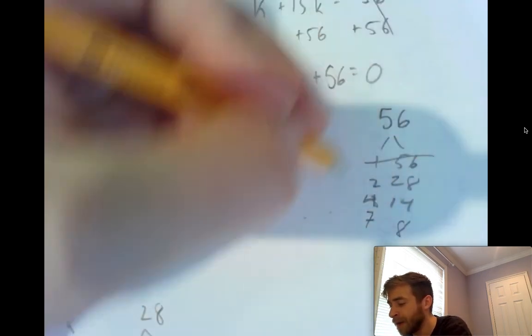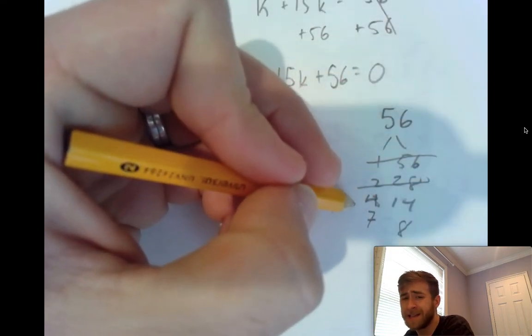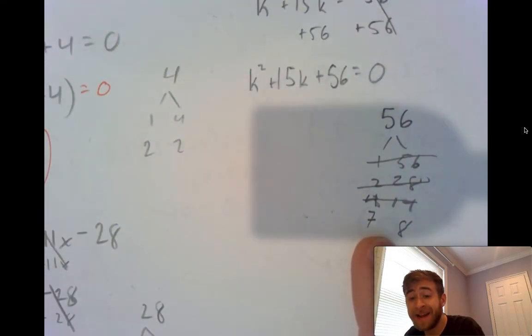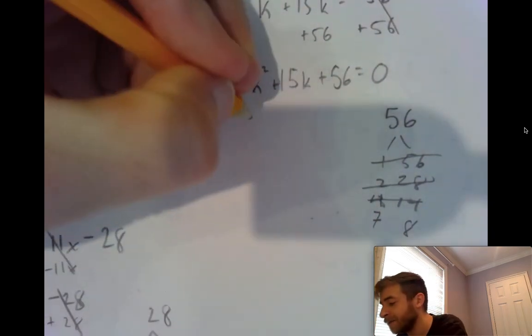1 and 56, no way. 2 and 28 is going to be 30 or 26. This will be 18 or 10, no. 7 and 8 does add to make 15. Positives all around, so it's just going to be positives.